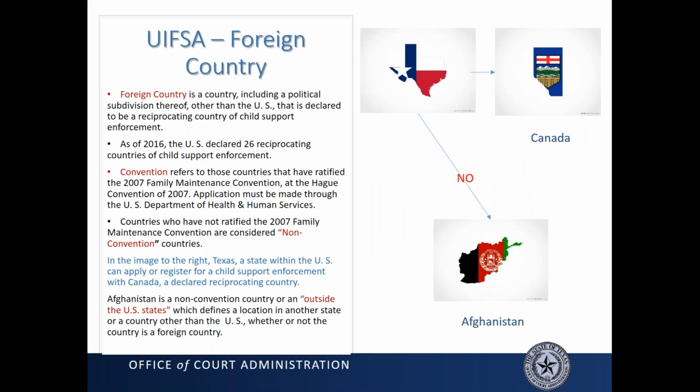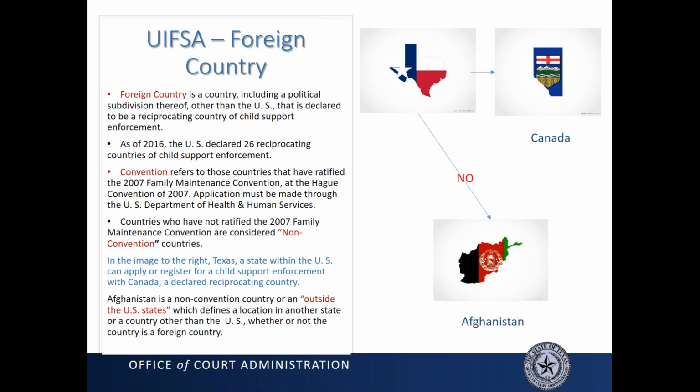Let's talk about a foreign country. Remember, we talked about two different countries. The foreign country, which is declared a reciprocating country. As of 2016, the U.S. declared 26 reciprocating countries. The image to the right shows that Texas and Canada are reciprocating countries.